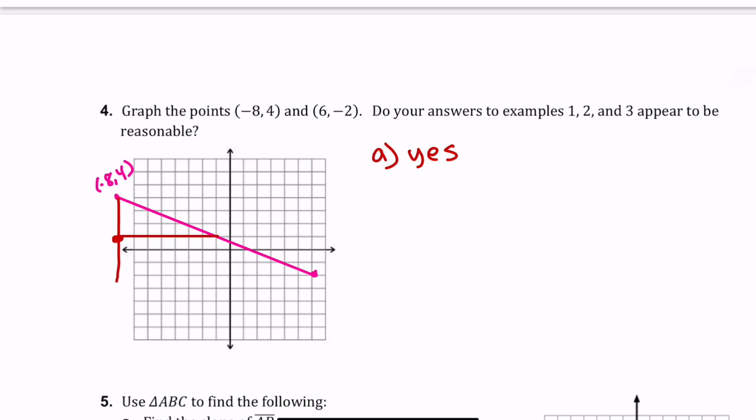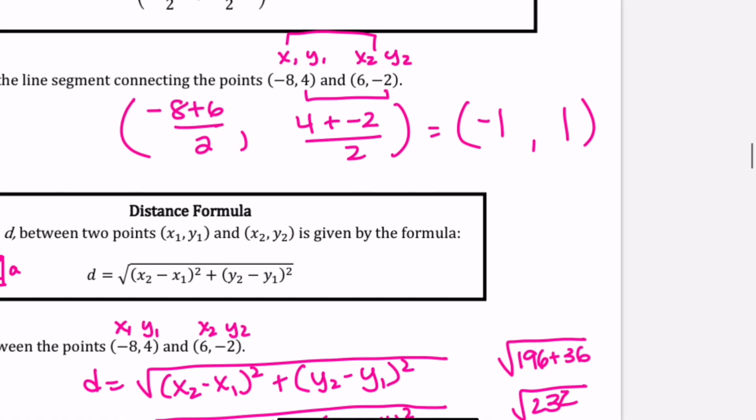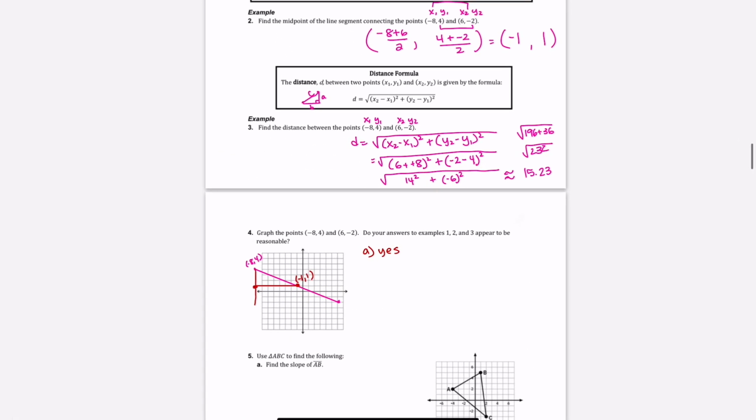And then the middle of the x's, it started at negative 8, and it's going 1, 2, 3, 4, 5, 6. So negative 8 plus 6 is 14. Right in the middle of that would be 7. So if I go 7 this way, it's going to be right here. So this point right here would be the middle, negative 1, 1. You can also see it because it's right in the center. And so negative 1, 1 is what we got for the midpoint when we used the formula.